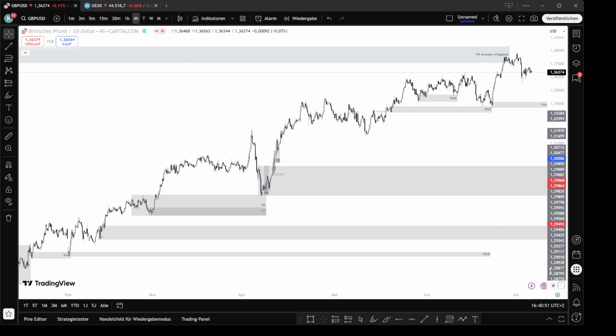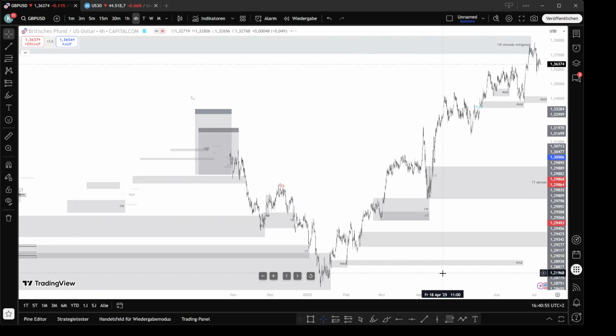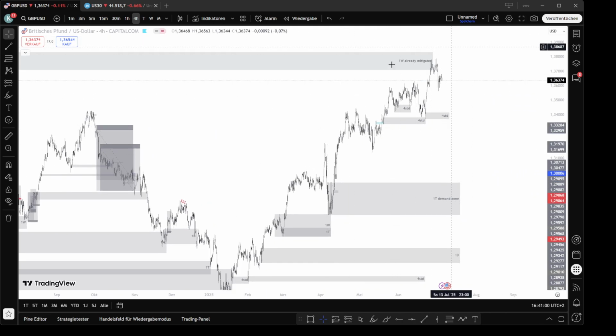Remember, guys, this is that week, 1 week. This is that 1 week mitigated supply zone. Price came into this 1 week mitigated supply and gave us a reaction. Now, on the monthly 4-hour time frame, what can we clearly see?